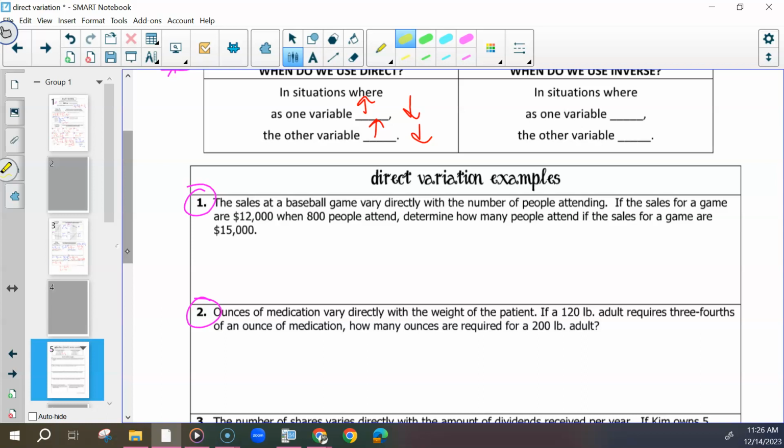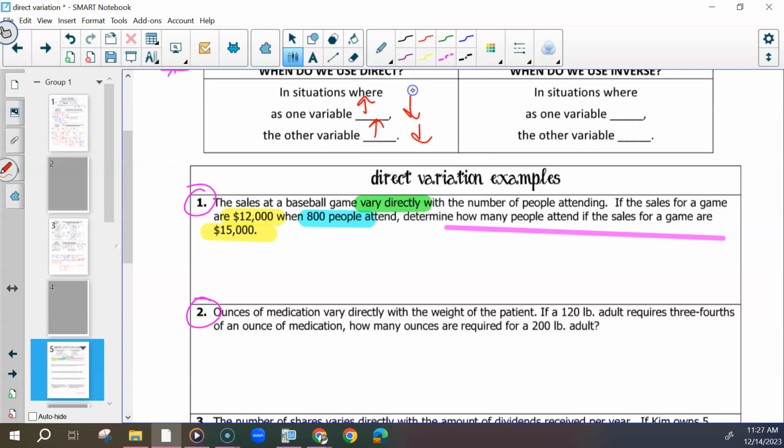What do you find important here? $12,000, 800 people, $15,000. What are we looking for? How many people attend. And then also there's something else important. These words: vary directly. Somewhere in your problem it's going to say varies directly, or directly proportional. All of those mean the same thing. It's talking about direct variation. That's how you know you're using direct variation.